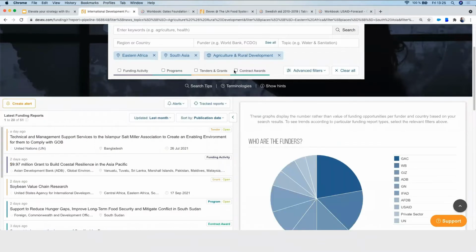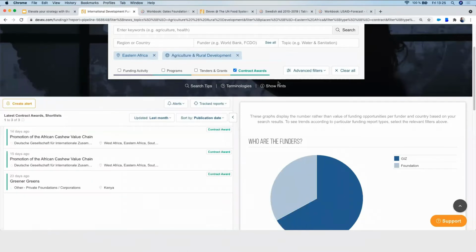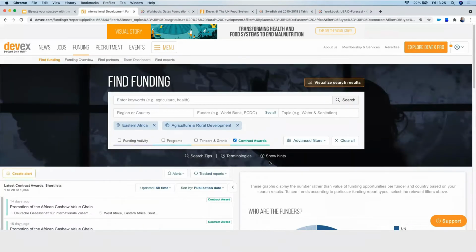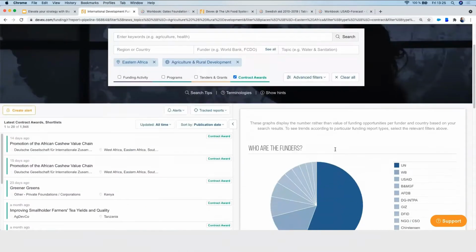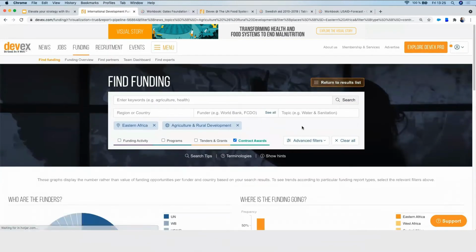And then finally, and this is quite important when looking at mapping who your potential partners are, but also who the most active donors in the region are, those contract awards. And now it would make sense to remove one of these regions. So perhaps we can start with Eastern Africa and take a look at the contract awards. Now I'm going to set this to all time, just so I have a good view of who the funders are. And I'm going to go ahead and visualize those search results.